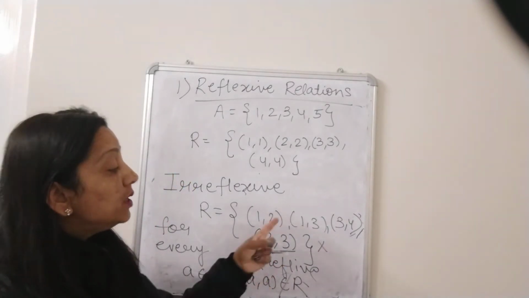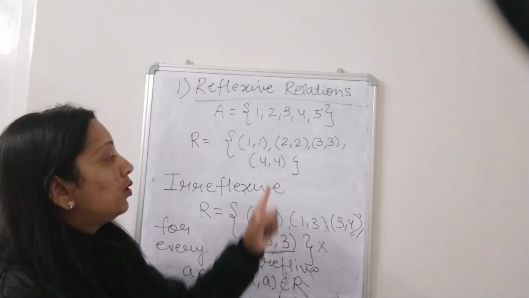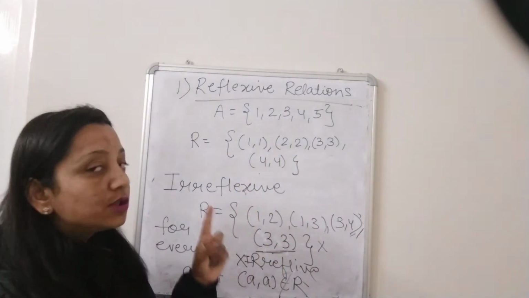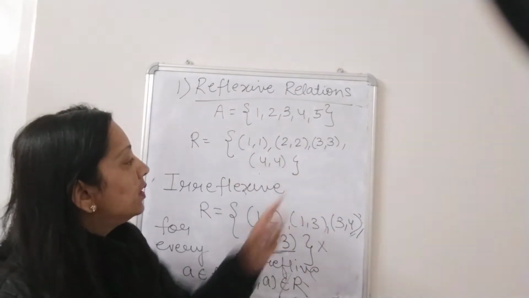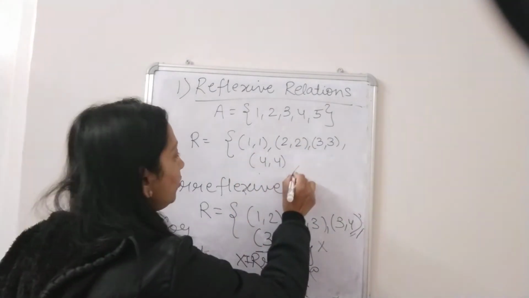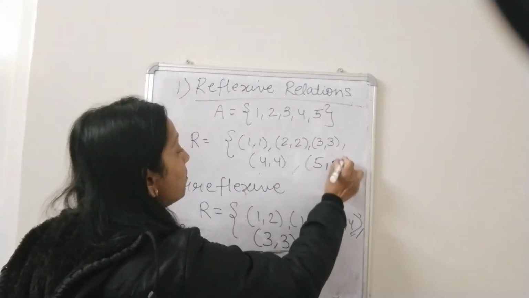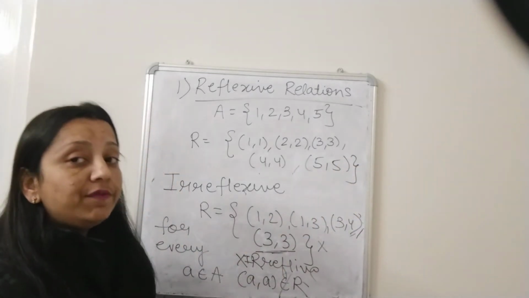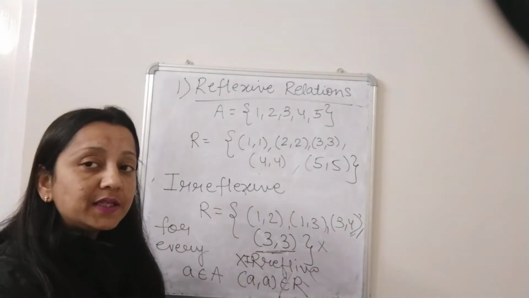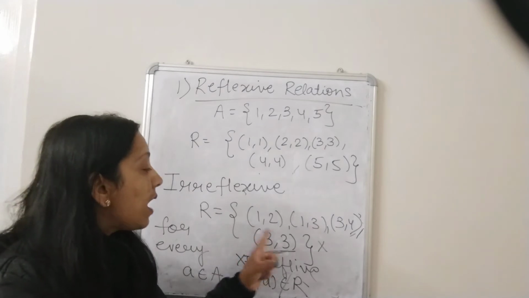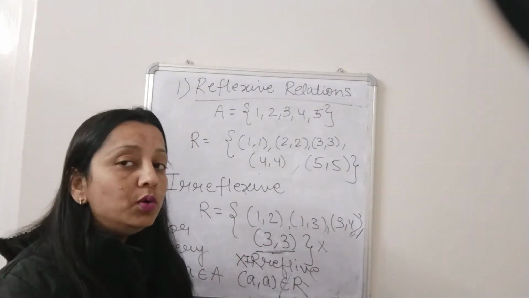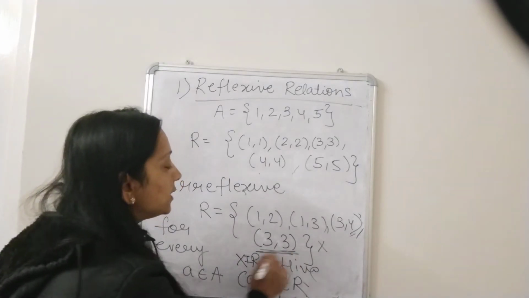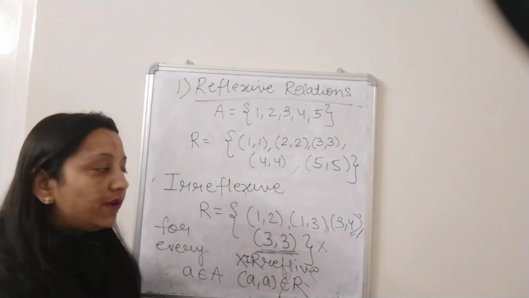At the same time, it is not reflexive either, because the condition for reflexive is also that for every element that belongs to set A, this ordered pair must exist. So this is not reflexive, but this is not irreflexive either, because in irreflexive you have the condition that for every element that belongs to A, (A, A) should not belong to R. So here 3 is violating this condition, hence this is not irreflexive either.